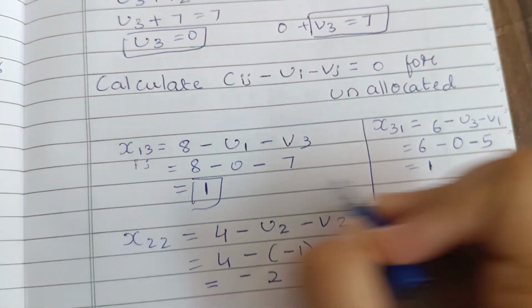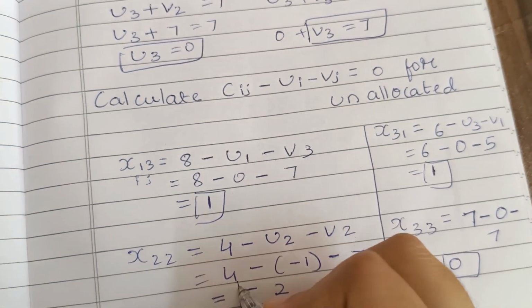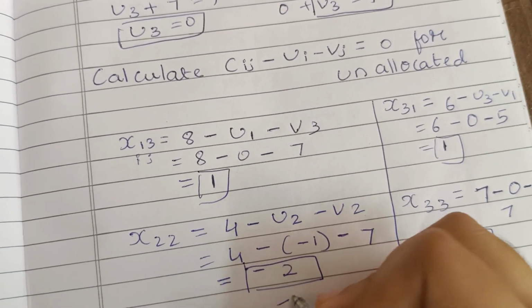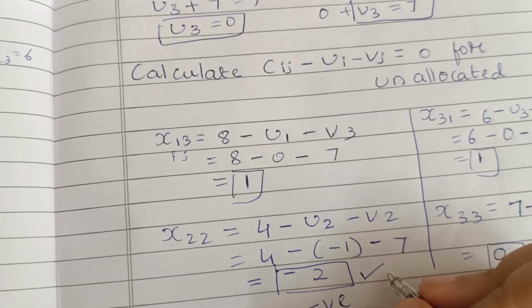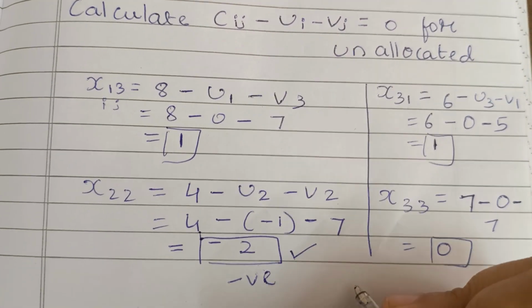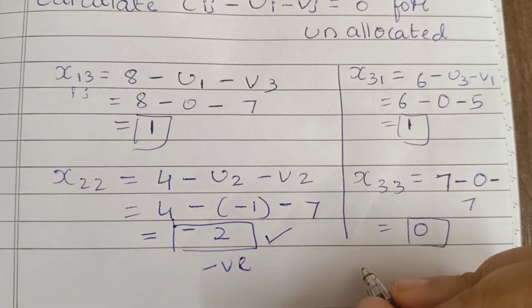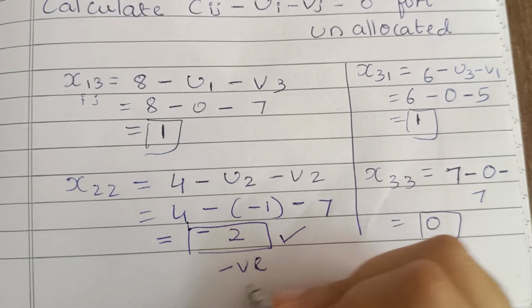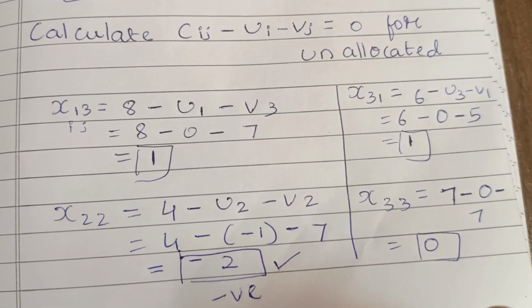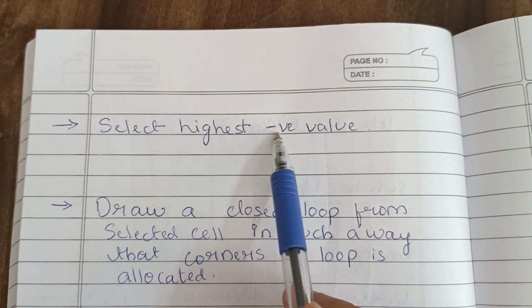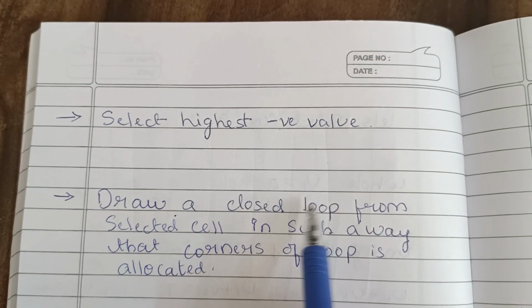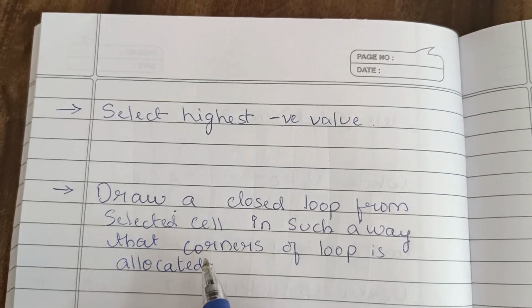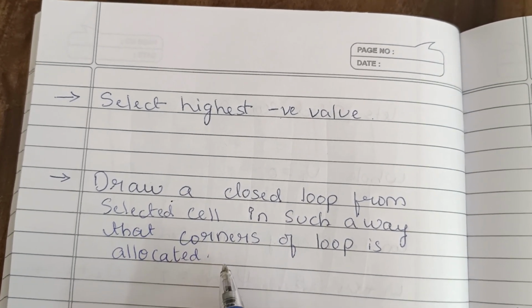In these values, we got one negative value, which is minus 2. If there were all positive elements, the optimal solution would have been reached. As there is a negative value, we have to further calculate the steps. Select the highest negative value. Draw a closed loop from the selected cell in such a way that the corners of the loop are allocated.